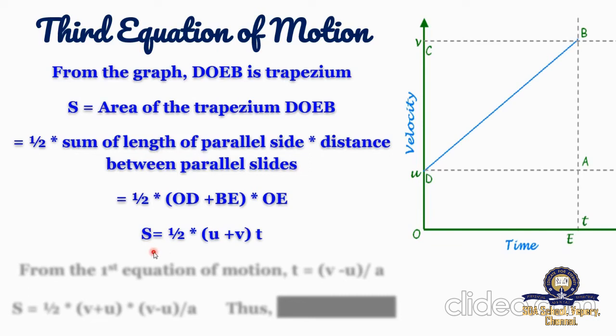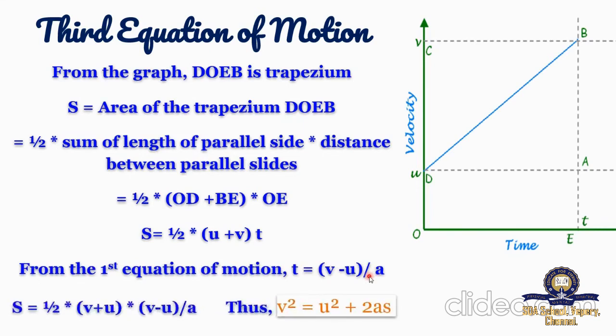Thus, from the first equation of motion, we know that t is equal to (v minus u) by a. So we get the third equation, which is nothing but v square is equal to u square plus 2as. So we finished the first, second, and third equations of motion.